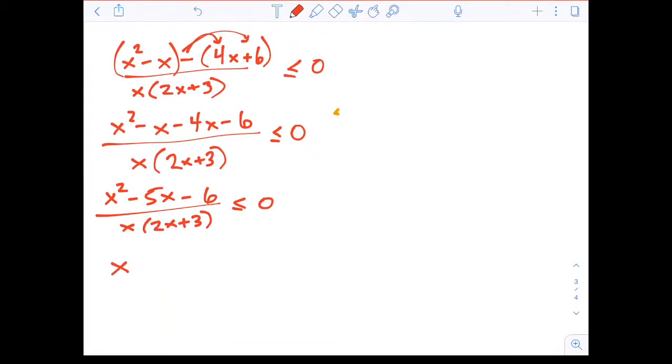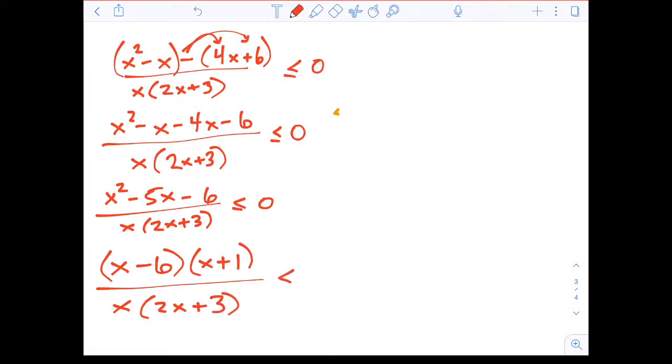That leaves me with x plus 1 and x minus 6. Oh, opposite signs, because they need to add to -5. And across the bottom, x times 2x plus 3. So that's as far as we can take this equation. Nothing's going to cancel out.